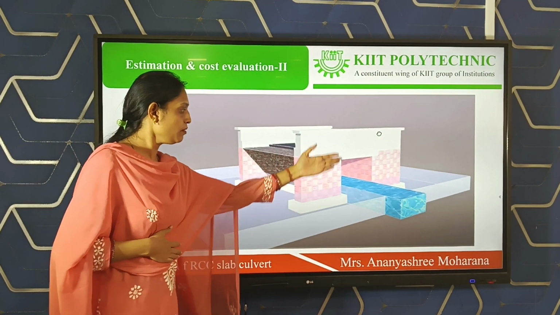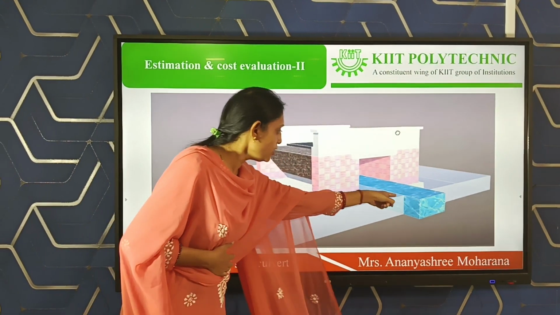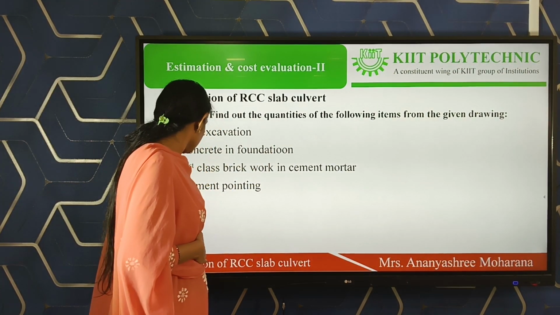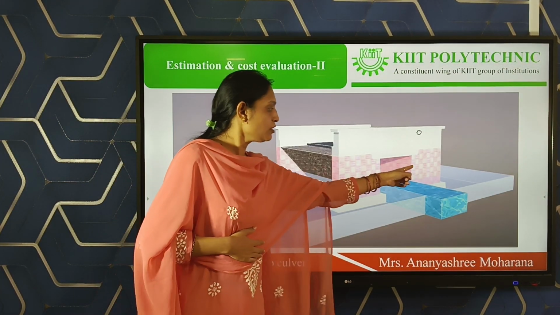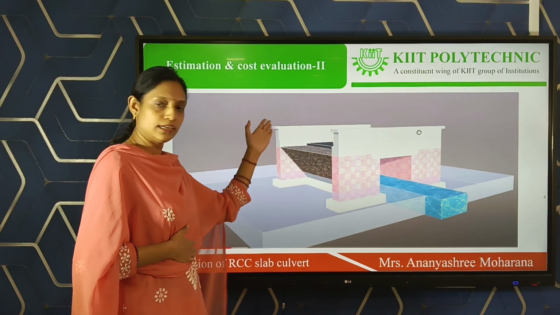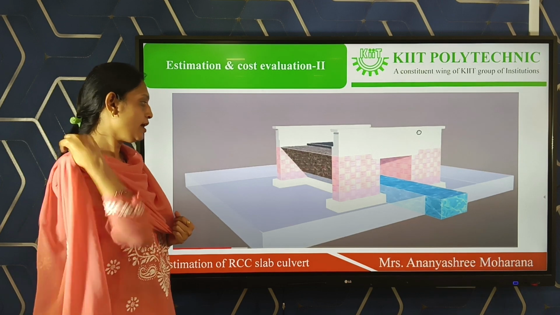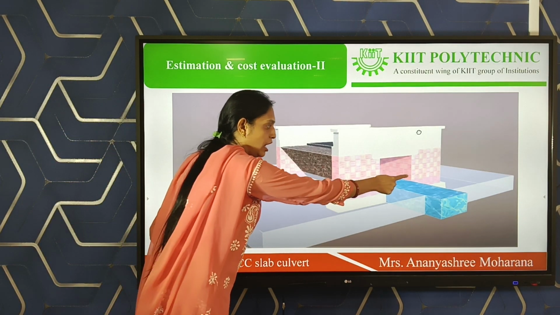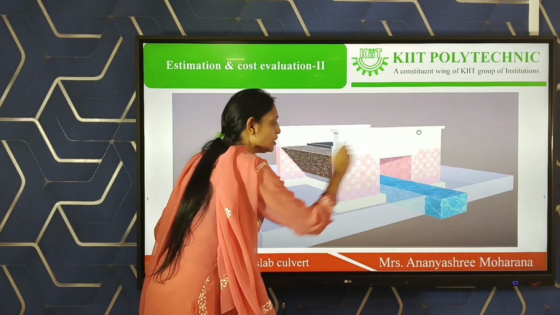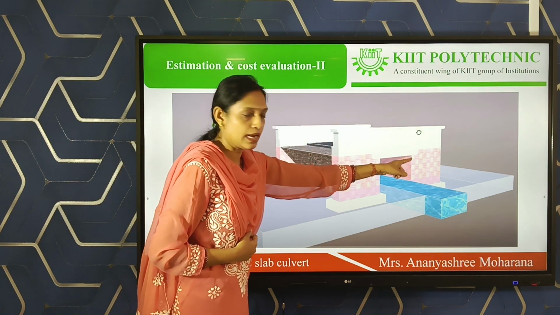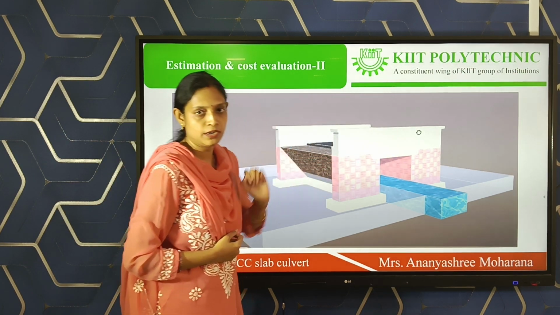When water is flowing in this part and coming from the outer side, this part is called a face wall, and another side is called another face wall. That means 2 face walls are there, and this is the abutment and these are the wing walls, and this is the parapet, and here we have put the RC slab to cover this part.